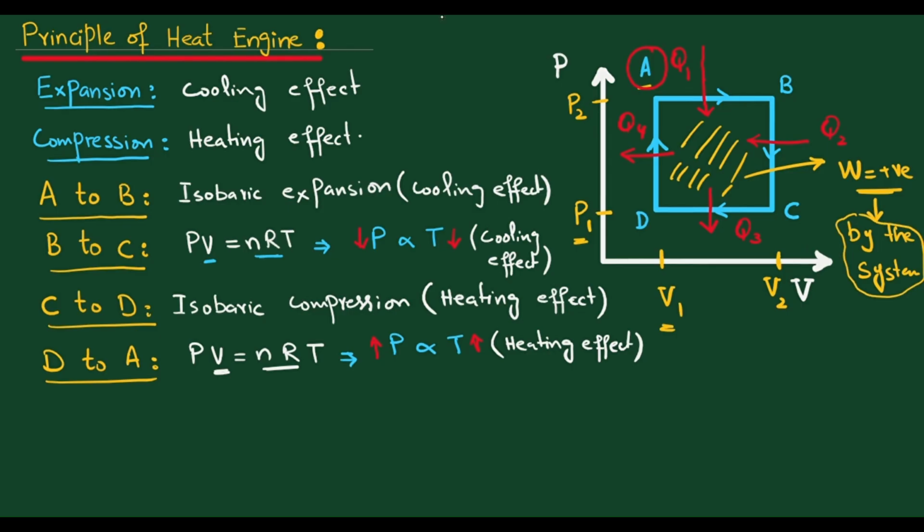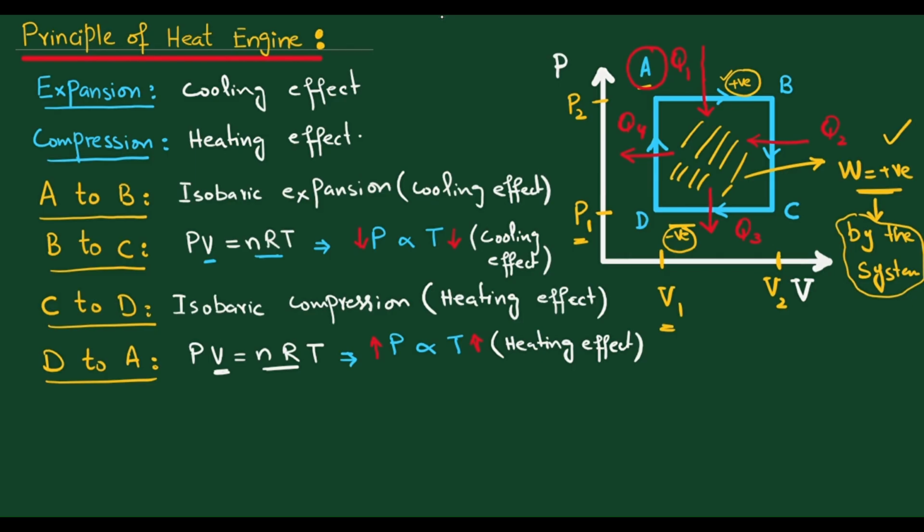From A to B the work done is positive, but from C to D the work done is negative because the volume is decreasing. And if the volume is decreasing, the work done will be negative. This is the greater positive number and this is the smaller negative number, and when we add all the terms, we get a positive answer in a clockwise direction.